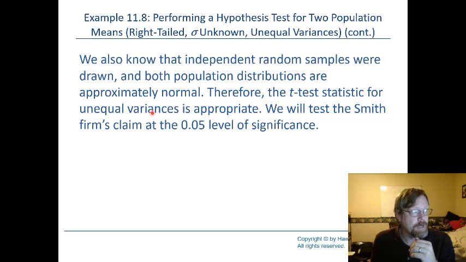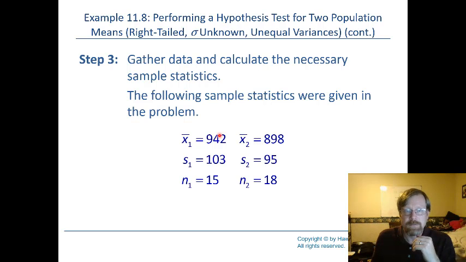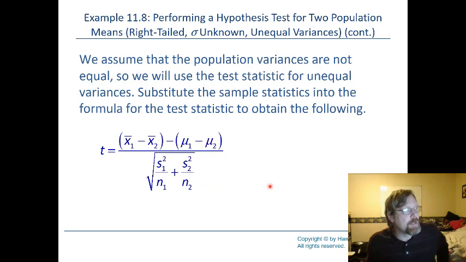Test statistic for unequal variances is appropriate. We're going to test the claim at the 0.05 level of significance. Let's gather our data. There are our sample means, our sample standard deviations, and our sample sizes from the problem. So this is the t-statistic when the variances cannot be pooled, so we've got them separate there.